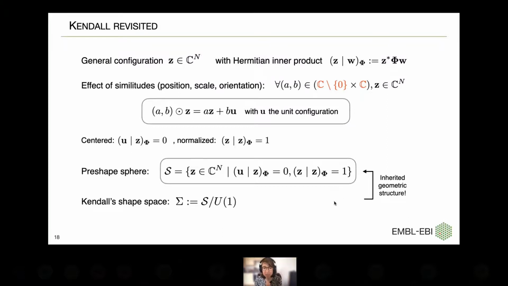Now, there is one thing to notice, and I won't go too much into details, but effectively the structure of this Kendall shape space is very similar to the structure of the pre-shape sphere. They have shared minimizers, and this is going to help in the sort of formulations that we get in a few slides.